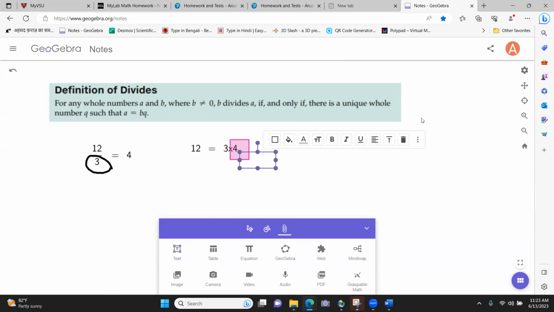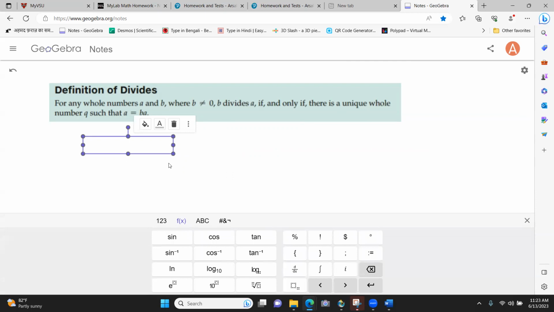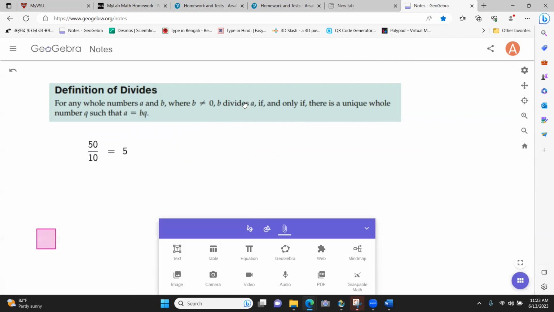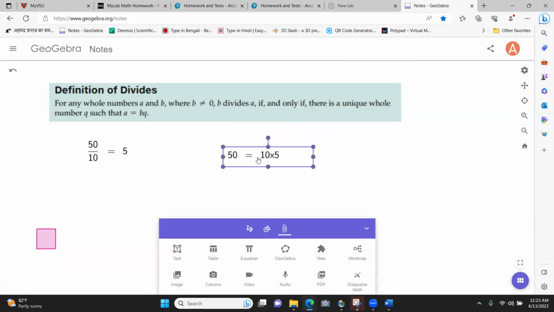Let me get rid of this. So what about this one? 50. Does 10 divide 50? 10 divides 50, clearly because the answer is a whole number. If you want to stick to this definition, you can also say 10 divides 50 because 50 is equal to 10 times 5, and clearly 5 is a whole number. Okay, and clearly 10 is not 0.